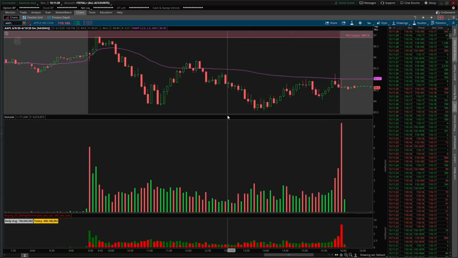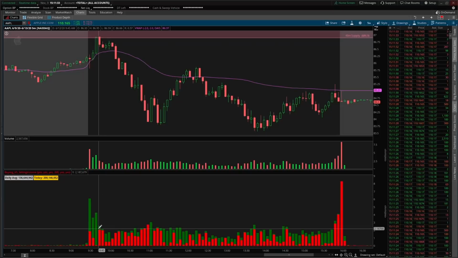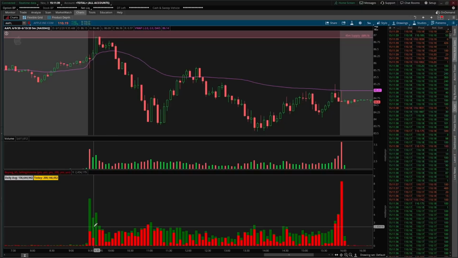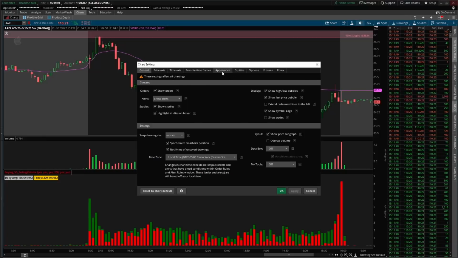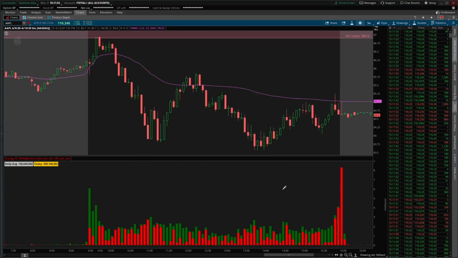Okay. So now we have the standard volume here, and now we have the buying and selling volume. What this is going to show is basically every red ticket that comes through on the time and sales is going to come through on the red side, and every green ticket is going to come through on the green side on the volume. In fact, let me get rid of the normal volume bars because that's irrelevant right now with this indicator. Equities, show volume subgraph, and now it's removed.